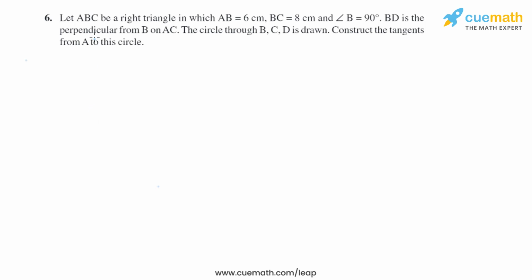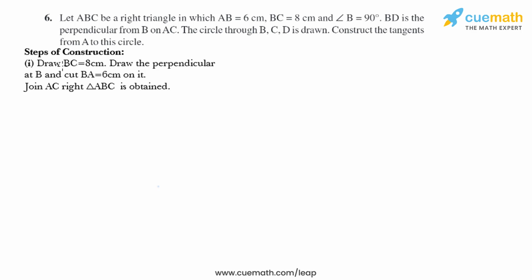Question 6 of this exercise says, let ABC be a right triangle in which AB equals 6 cm, BC equals 8 cm and angle B equals 90 degrees. BD is the perpendicular from B on AC. The circle through B, C, D is drawn. Construct the tangents from A to this circle.